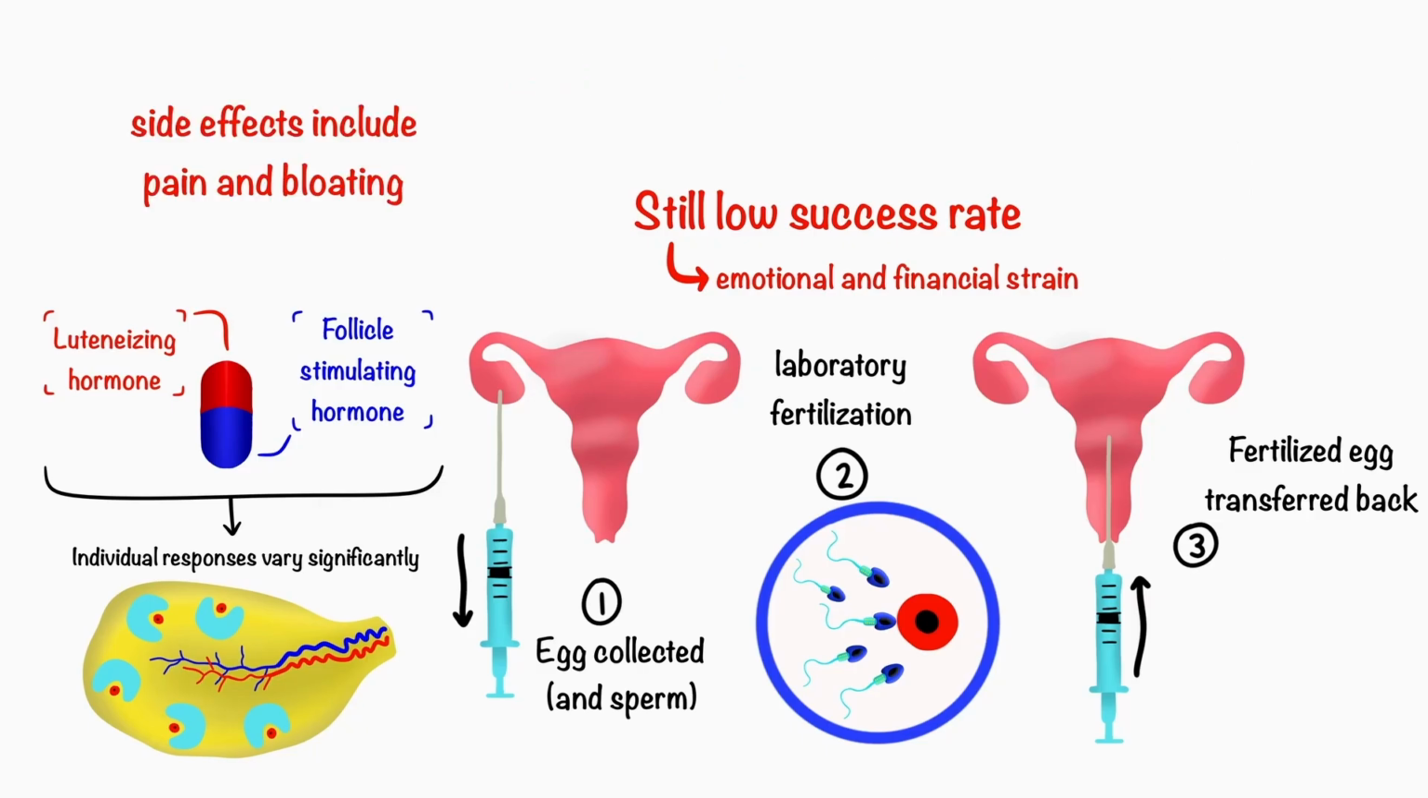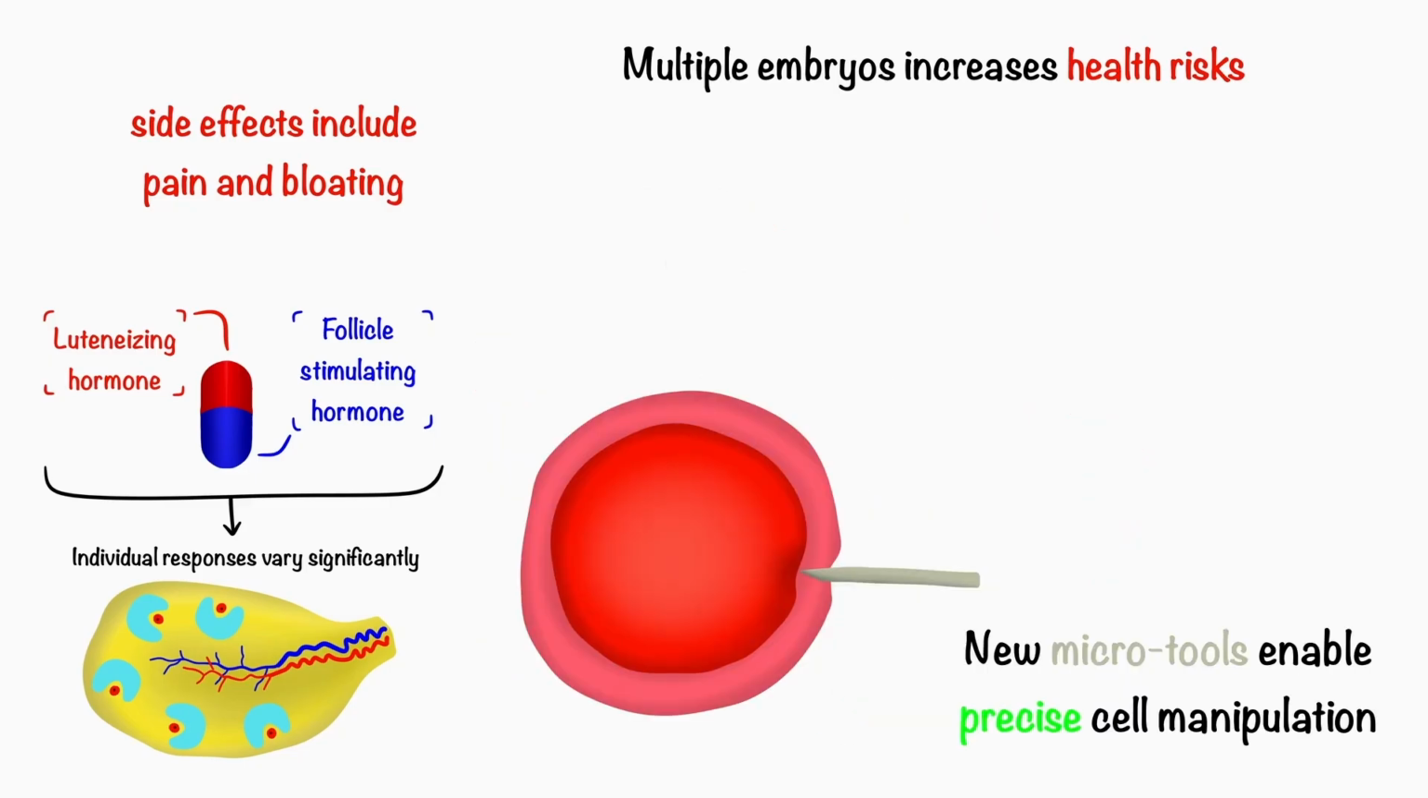It's also physically demanding for women who may experience side effects from the hormone treatments, such as abdominal pain, bloating, and headaches. Multiple births are more common with fertility treatments. While many parents are delighted with twins or triplets, multiple pregnancies carry higher risks of complications for both the mother and babies. Advances in laboratory techniques have improved IVF outcomes over the years.